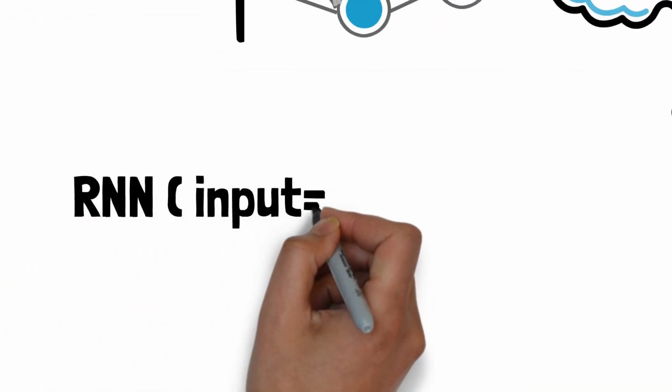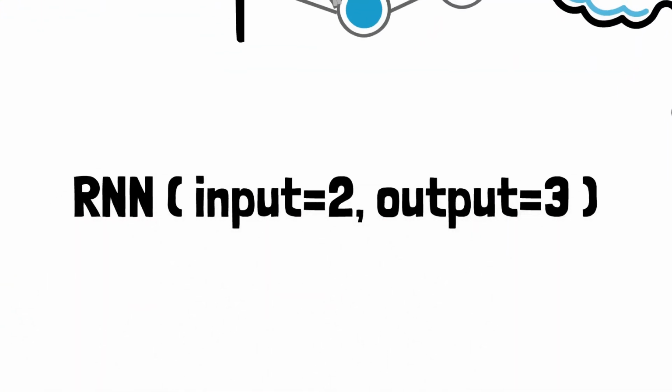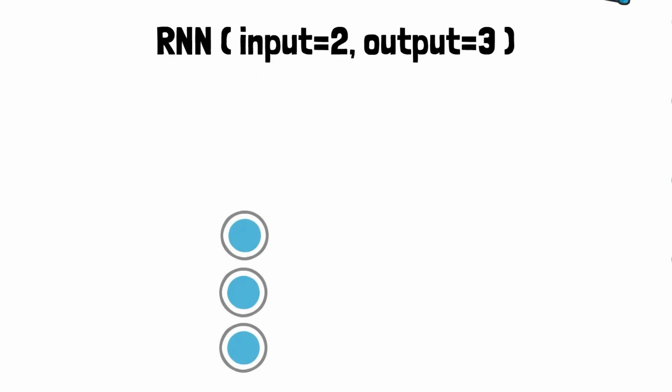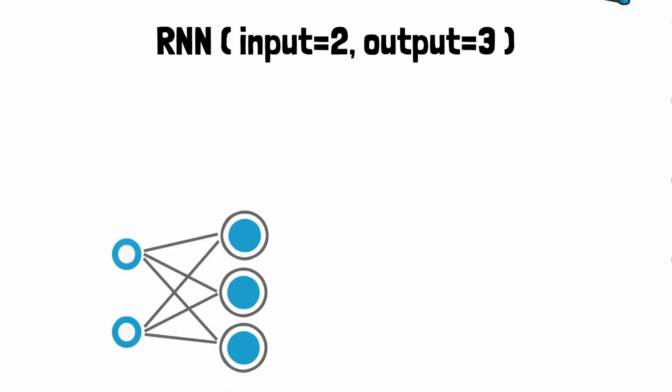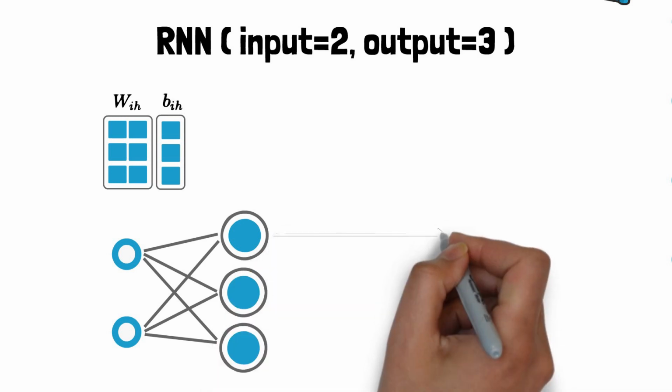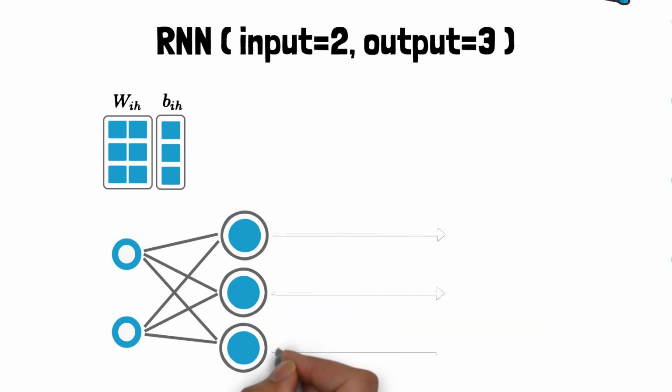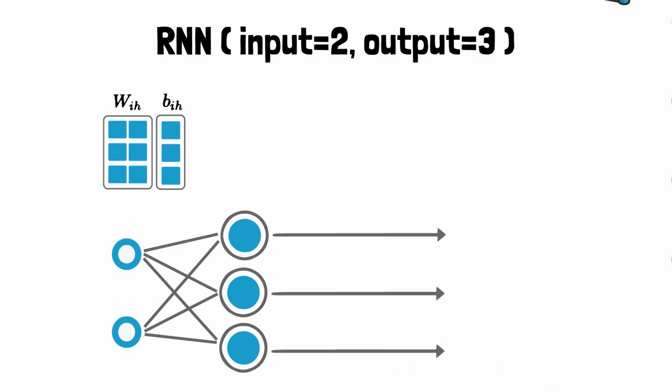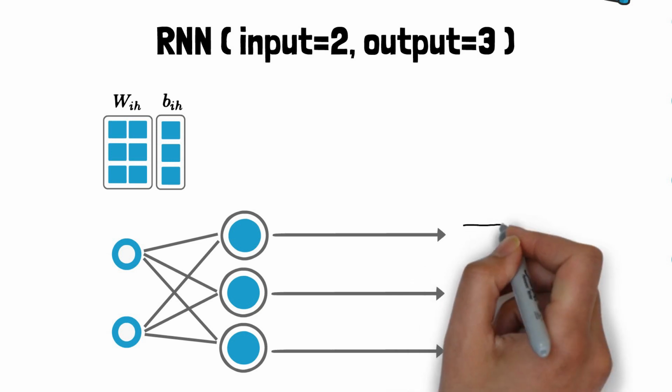Let's now look at a very simple recurrent layer with 2 input features and 3 output features. The layer has 3 perceptrons, each of which takes 2 inputs. You can think of this layer as a 2x3 matrix of weights that we'll call WIH and a vector of 3 biases BIH. Each perceptron computes the weighted sum of the inputs and adds a bias, using matrix operations exactly as in a regular layer of an MLP.